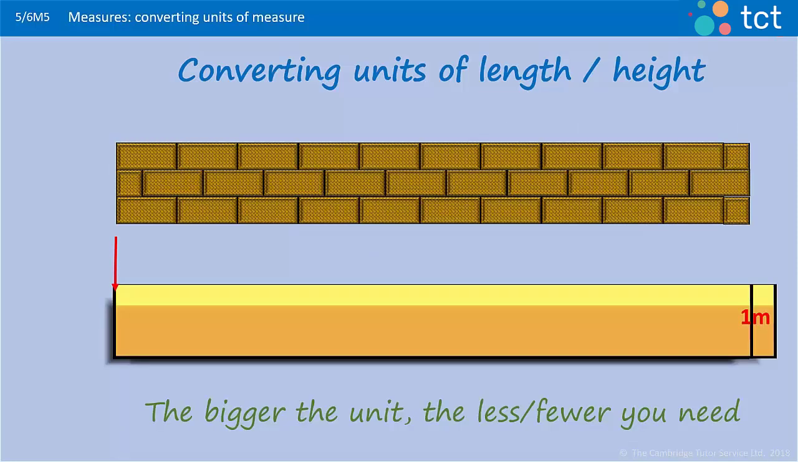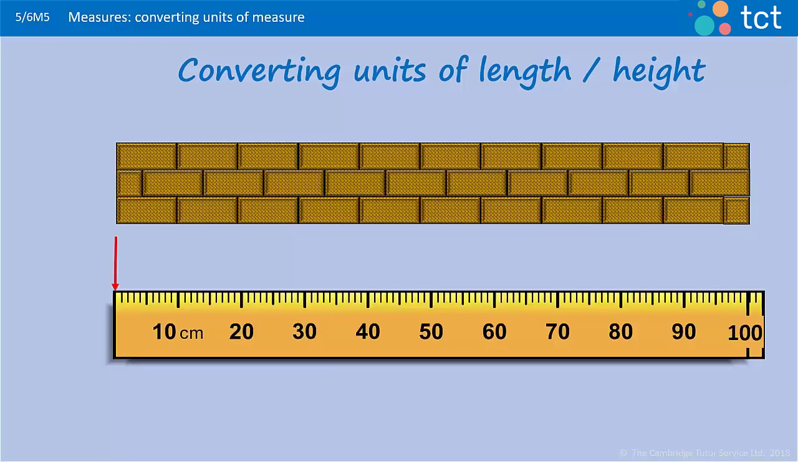Remember that the bigger the unit you're measuring with, the fewer you will need. So if we have 1 metre stick and we're measuring a wall that's a metre wide, we only need 1 metre to measure it. But if we were measuring that same wall that's a metre wide in centimetres, we will need 100 of those centimetres to measure the same width.